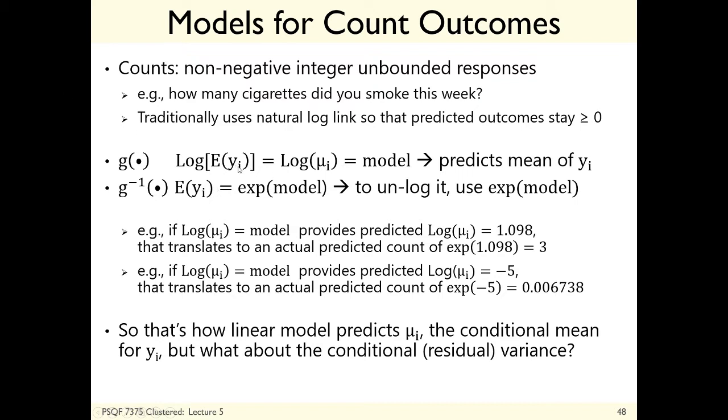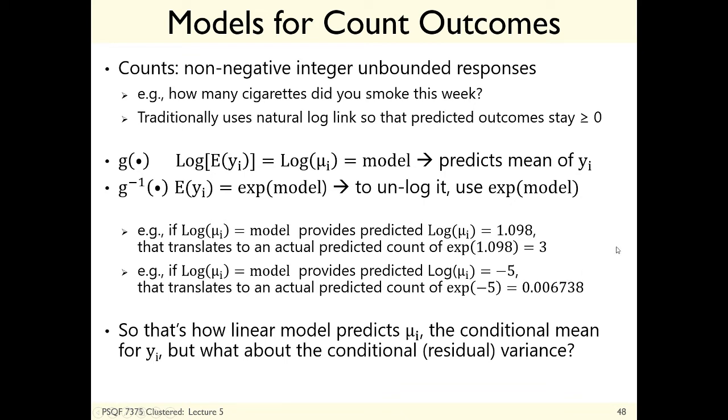So to unlog it is when you exponentiate. So it's written like this: the log of the predicted count, and then the inverse link for it, to unlog it, is to exponentiate that parameter. So for instance, if the model predicts a log count of 1.098, that translates into e to the 1.098, which is actually 3.